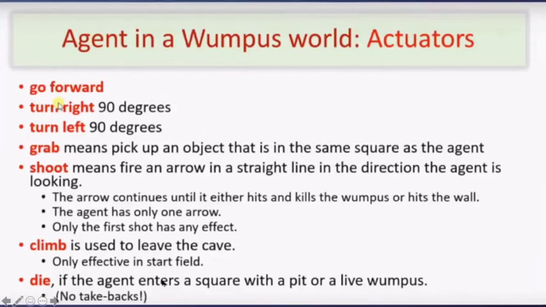Die, if the agent enters a square with a pit or a live Wumpus. So in both cases, the agent will die. There will be no take back. So if it grabs the gold and wants to get out, but it has fallen into the pit, or it is in the same square as the live Wumpus, definitely the Wumpus will eat the agent. These are all the different actuators.